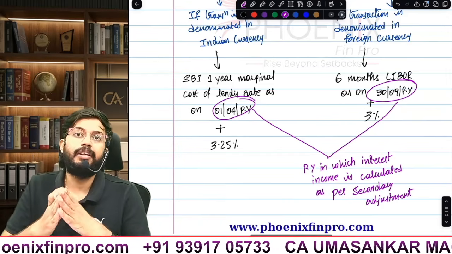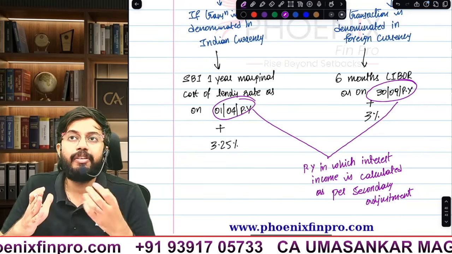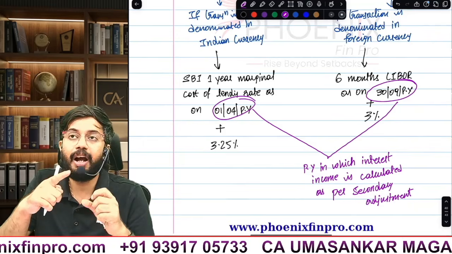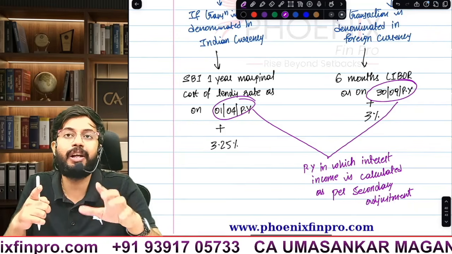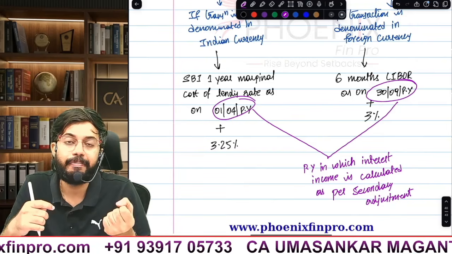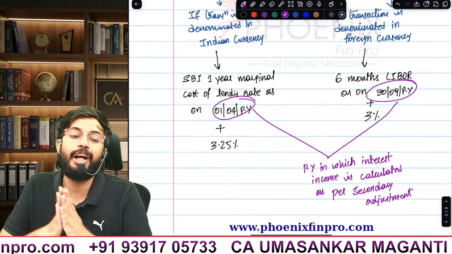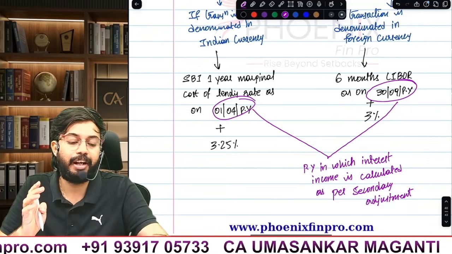Like, if you did not bring excess money for 4 years, every year you will calculate interest income, right? Each year, as on 1st April of that year, whatever the SBI marginal cost of lending rate, whatever 6 months LIBOR is there, those rates you have to consider and calculate interest income. Are you able to understand?